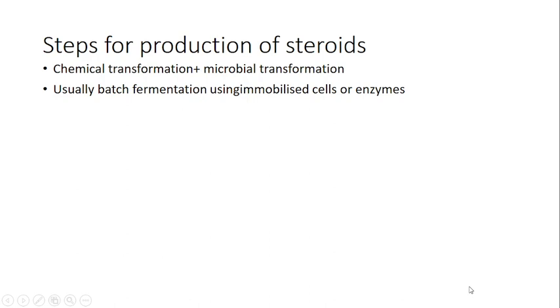Then, looking at the steps for production of steroids, initially steroids were produced by just chemical transformation. But as discussed, chemical transformation involves so many steps and so much money has to be invested, and hence the price of the tablet or whatever will be very high. So now chemical transformation in combination with microbial transformation is generally preferred. And usually the production of steroids is done as a batch fermentation, and immobilized cells or enzymes are used.